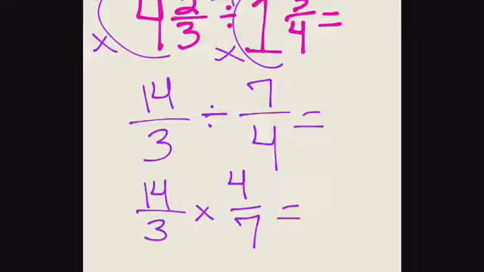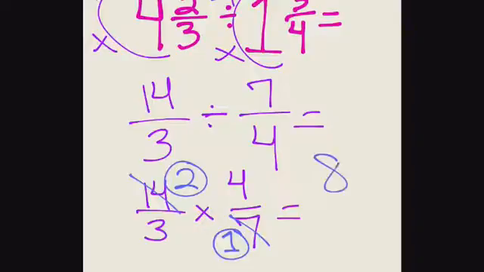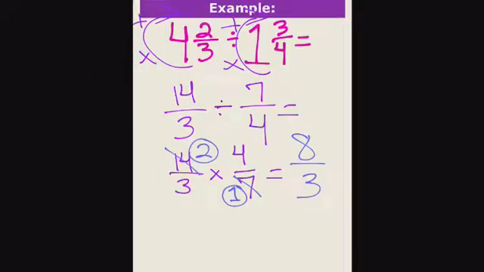Look for anything you can cancel on the top and the bottom. I see some common factors here with 14 and 7. 7 divided by 7 is 1, and 14 divided by 7 is 2. Go ahead and multiply straight across now. 2 times 4 is 8, and 3 times 1 is 3. So we get an improper fraction of 8/3.